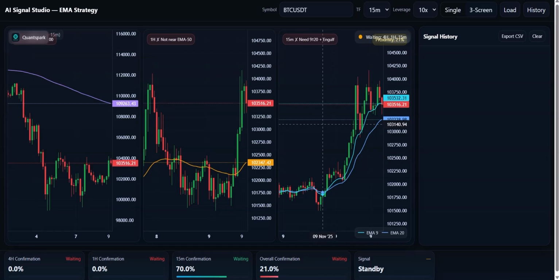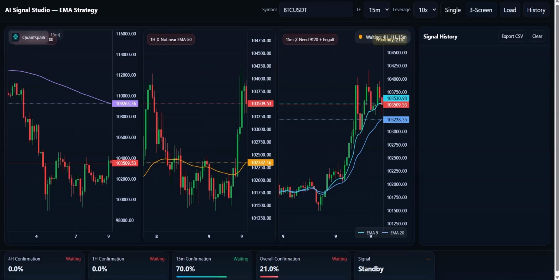When you open Trade Beacon, you will see percentage-based confirmations broken down into 4-hour confirmation, 1-hour confirmation, 15-minute confirmation, and overall confirmation. Each of these shows how strongly the market structure, trend, and conditions agree in that direction. What we are really interested in is confluence, when different time frames are saying the same story.